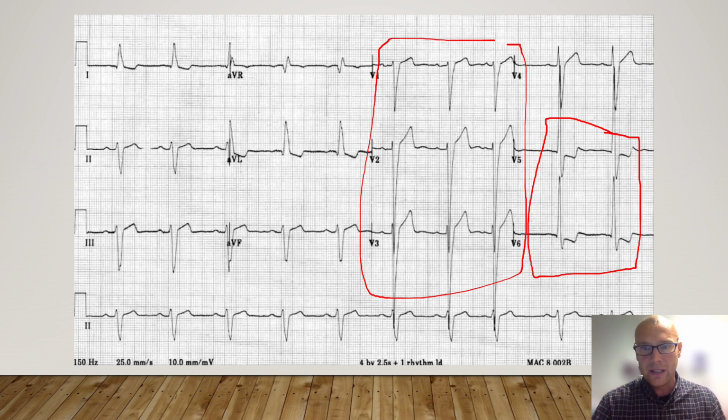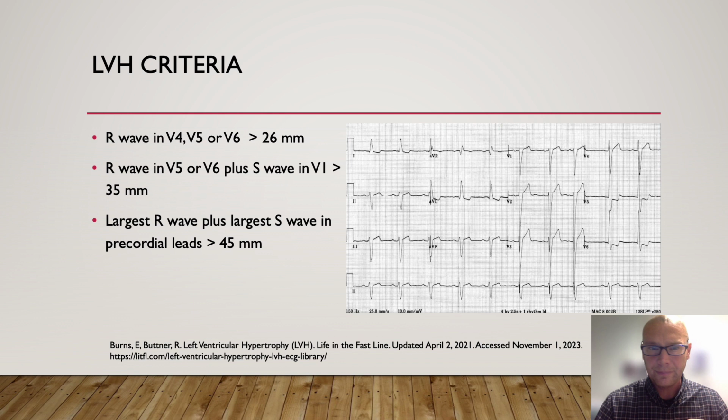And I have listed here the LVH criteria. But usually what you're looking at is V2 and V5, and you're measuring those two, and typically it's greater than 35. I think they used to refer to that as Sokolow's criteria, but I'm not sure anymore. But just as a general note, if you start seeing this overlap of the QRS complexes, especially right in the middle anterior leads here, that's indicative of a left ventricular hypertrophy.